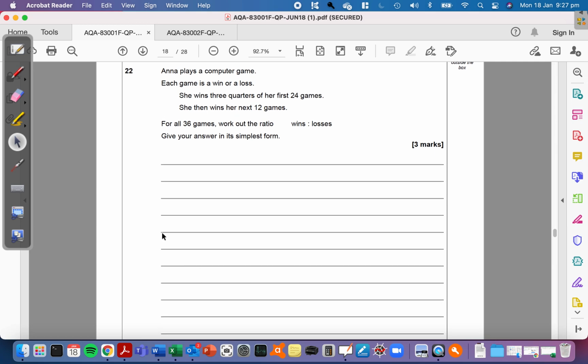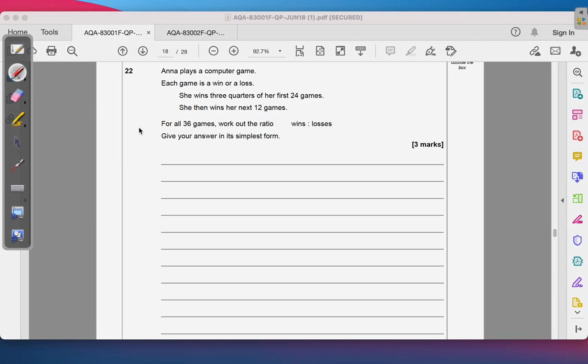Anna plays a computer game. Each game is a win or a loss. She wins 3/4 of her first 24 games. She then wins her next 12 games. For all 36 games, work out the wins to losses.